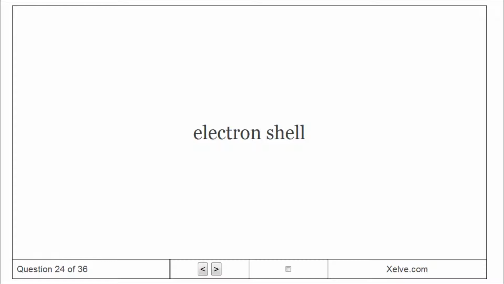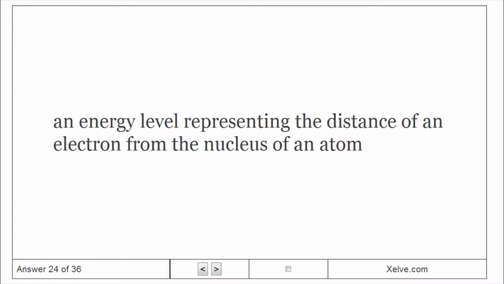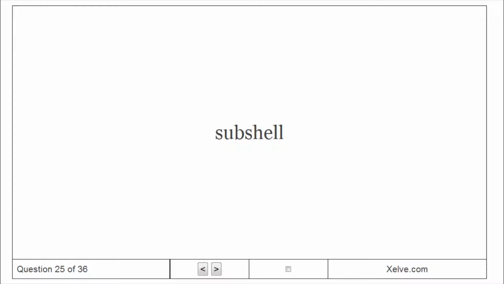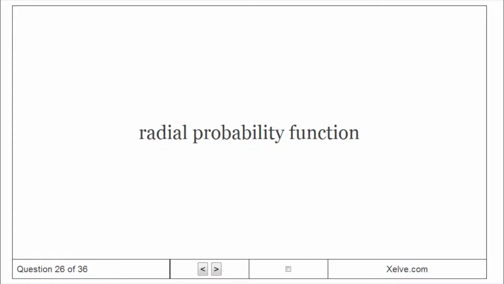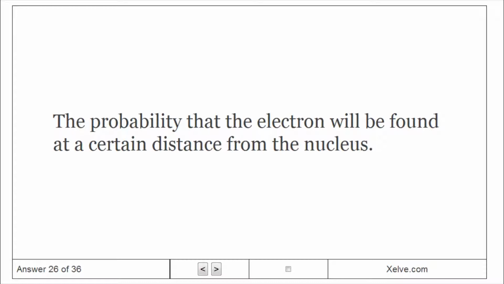Electron shell. An energy level representing the distance of an electron from the nucleus of an atom. Subshell. Orbitals that have the same shape in a given energy shell. Radial probability function. The probability that the electron will be found at a certain distance from the nucleus.